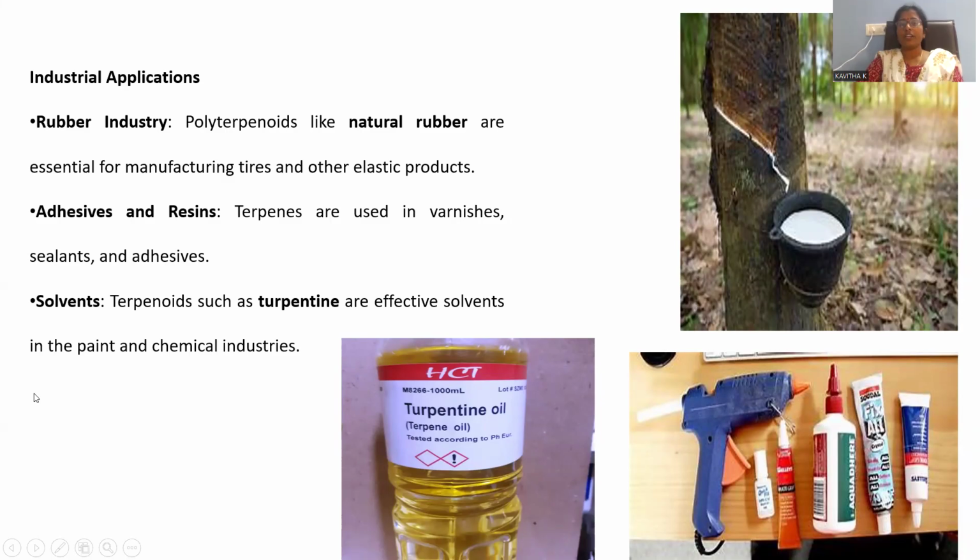Another important application for terpenoids is as a solvent. We can use terpenes as a solvent, for example terpenoids such as turpentine oil. Everybody is aware of turpentine oil. Even in paints and varnishes, we use turpentine oil from the pine tree, extracted from coniferous forests. Turpentine oil is an effective solvent in paints and in the chemical industry. Just like water is a solvent, right?